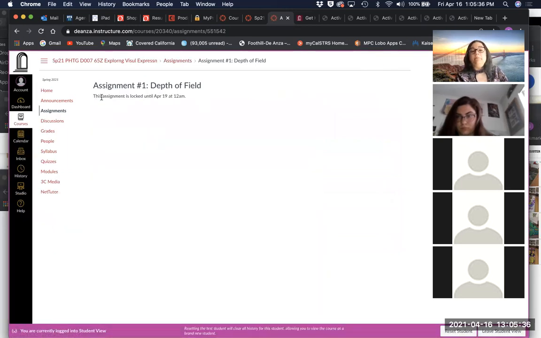This is what you'll see when you click on it: the assignment is locked until Monday. That is actually Sunday night at midnight. It will open up, and then you have about 2 weeks to do it. So we don't really have anything to do until that assignment other than some readings and study how our camera works. Exactly.